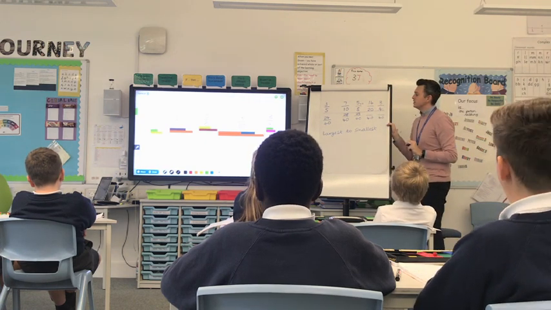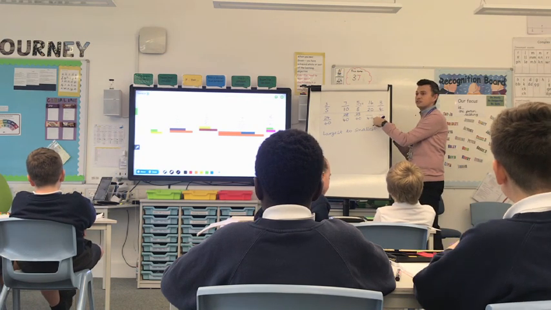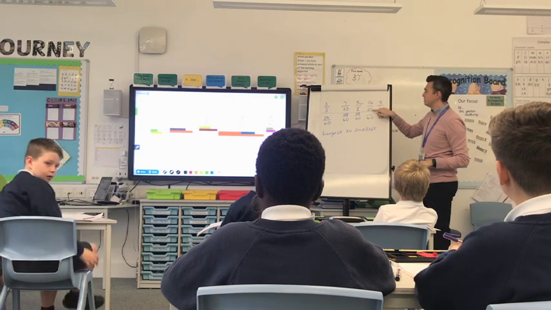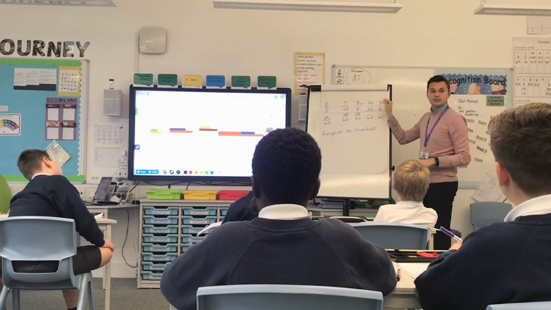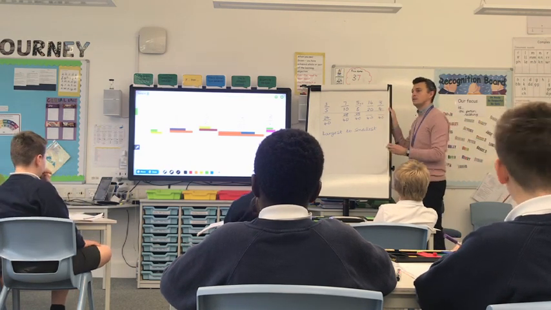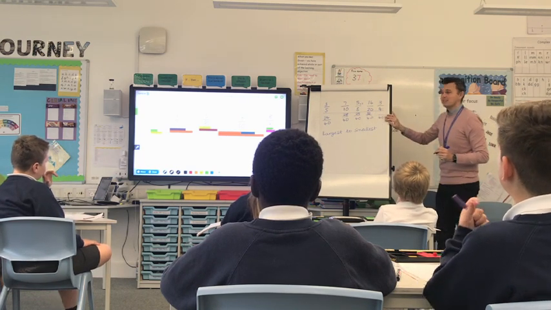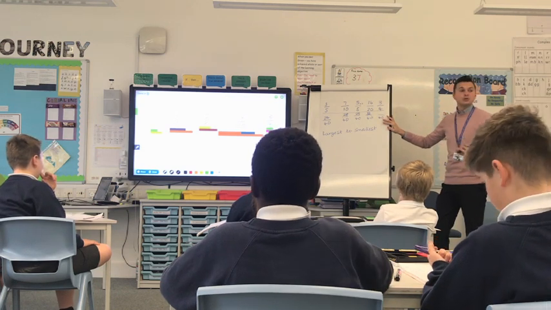Next one. 16 over 20. So what did I have to do to get my denominator from 20 to 40? What did I have to do to that? Aidan, how did I get my denominator from 20 to 40? Times it by 2. So what do I need to do to the numerator? Times it by 2. So what is 16 times 2, Livia? 32.